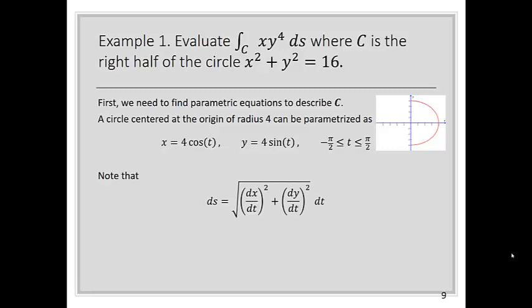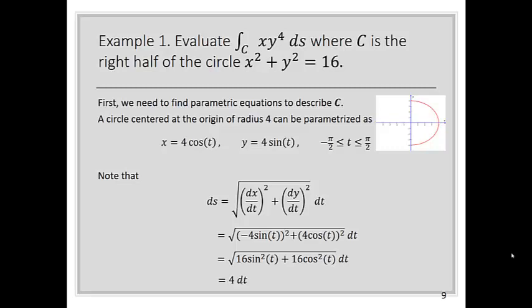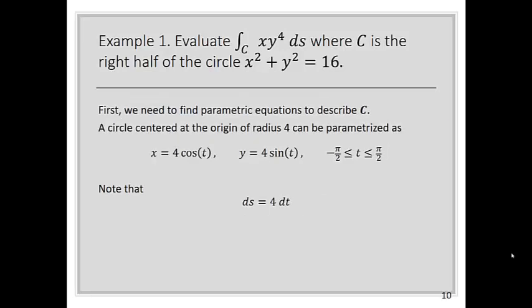Recall that ds is the square root of (dx/dt) squared plus (dy/dt) squared, dt. So in this example, dx/dt will be negative 4 sine t, and dy/dt will be 4 cosine t. So we get the square root of 16 sine squared plus 16 cosine squared. And now using the fact that sine squared plus cosine squared is 1, this simplifies to the square root of 16, or 4, dt. So there we go. So ds is 4 dt.